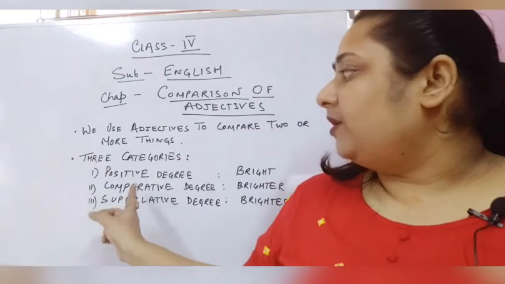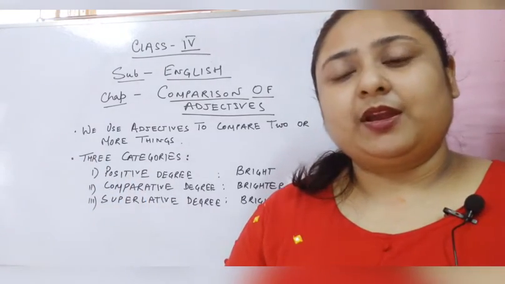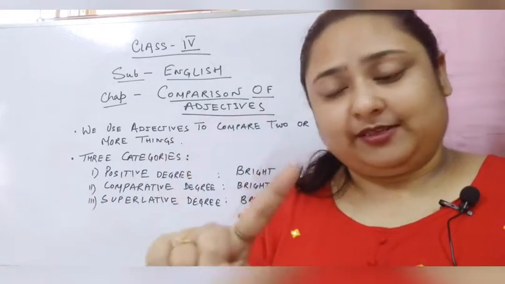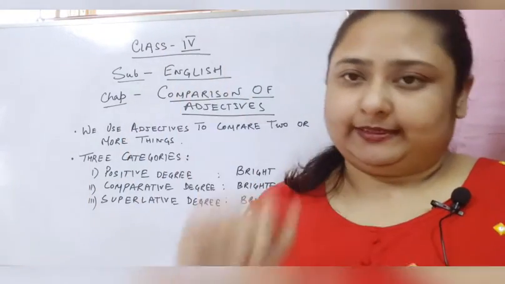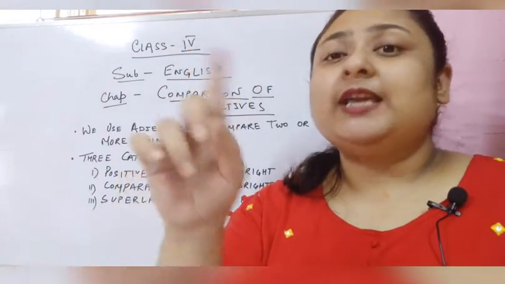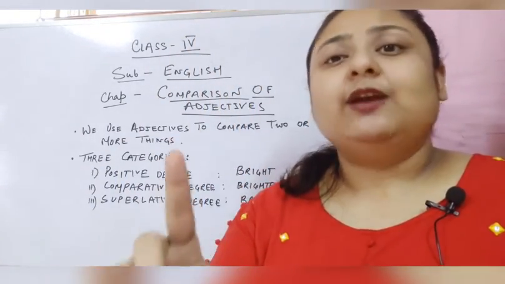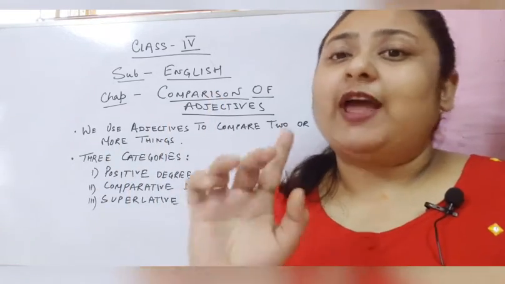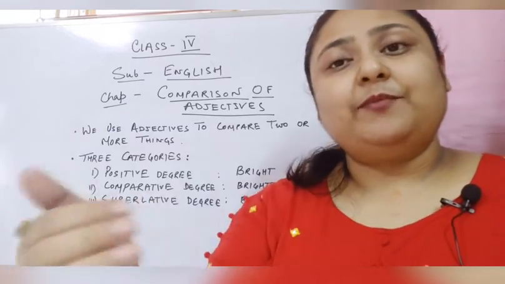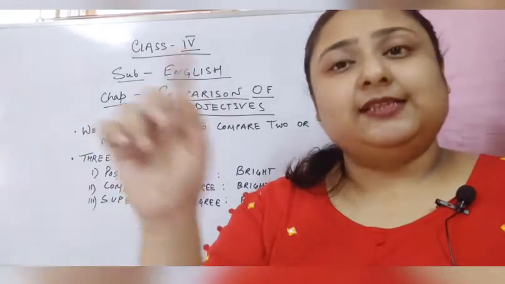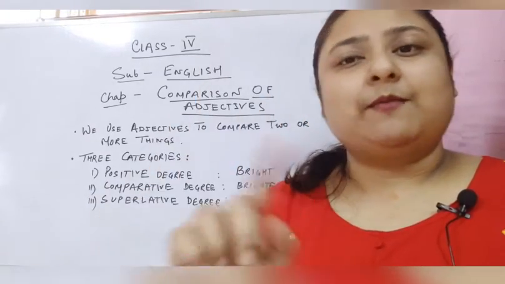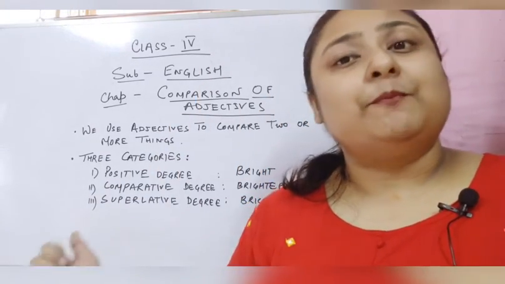Then, children, what is comparative degree? Comparative degree shows comparison between two things. Children, when two things are compared among each other, then we use comparative degree of adjective. For example, brighter. When we compare two things, like the sun is brighter than the moon, so we are comparing two things amongst each other, so we are using comparative degree.